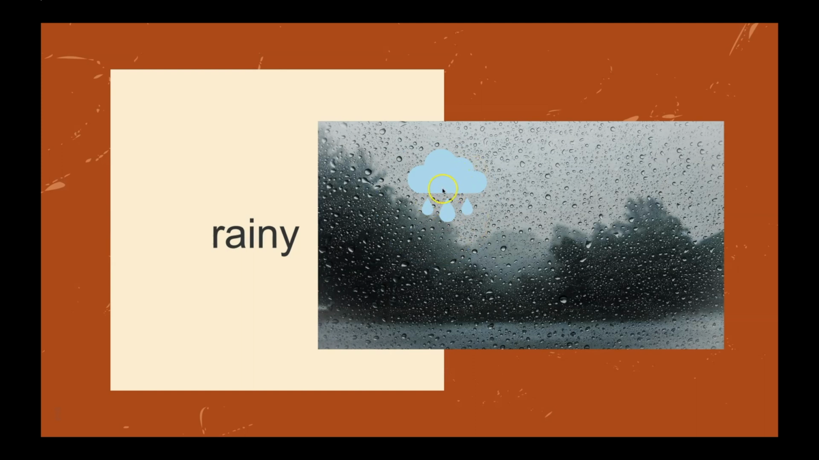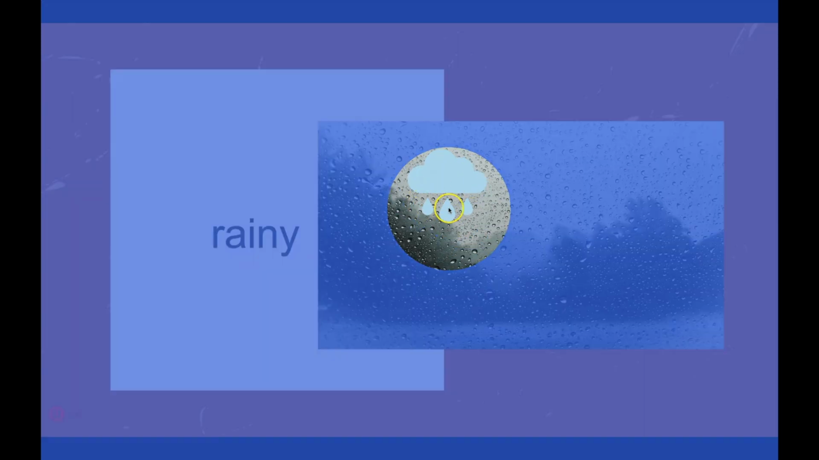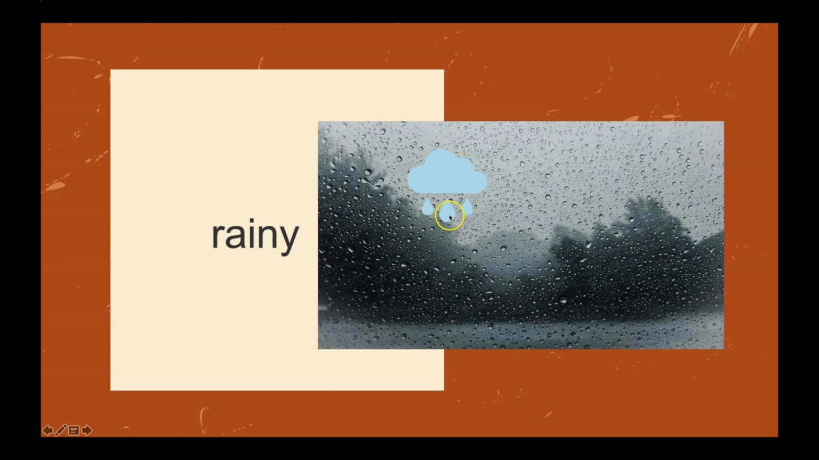Well, we've got a cloud here. And what color is the cloud? It's blue, okay? And the cloud is dropping rain. So this is, let's see where my cursor is, this is rain. Rain. Correct. And how do you spell rainy? R-A-I-N-Y. Correct.